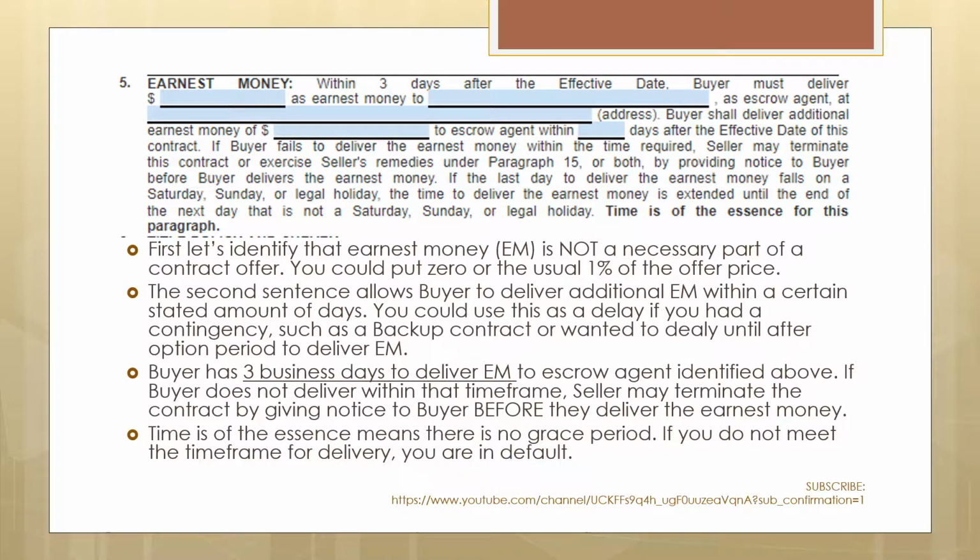So the buyer has 3 business days to deliver the earnest money to the escrow agent identified above. If they do not deliver it, the seller may terminate the contract by giving notice to buyer before they deliver the earnest money. Time is of the essence. That means that there is no grace period. If you do not meet the time frame, you are in default. There's no wiggle room.